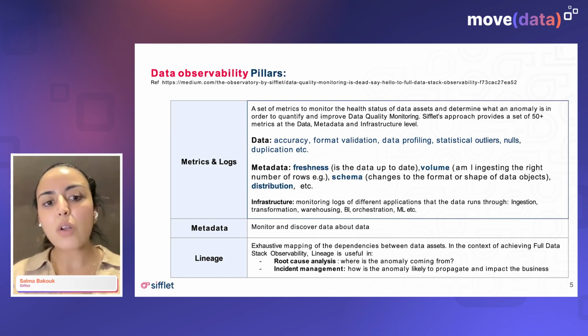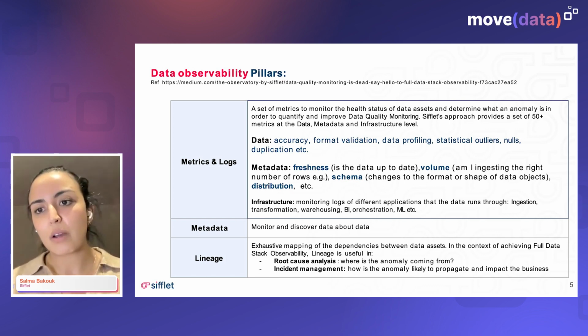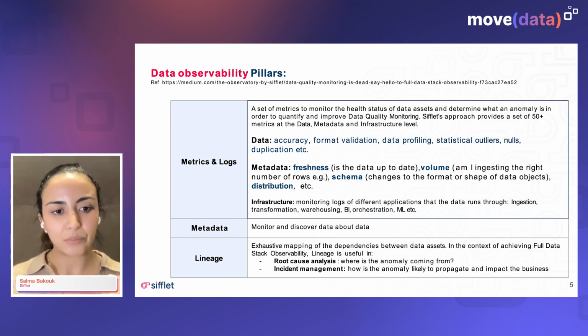You also want to look at the logs of different applications that the data runs through, namely the ingestion layer, the transformation, the modeling, the orchestration, etc., to know how certain anomalies at the infrastructure layer might lead to data quality issues and how you can get ahead of that.